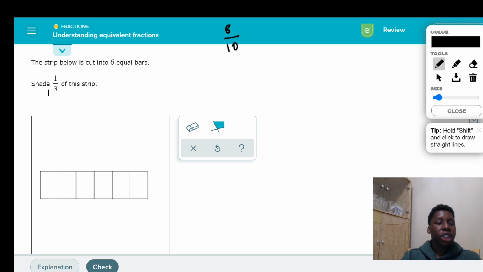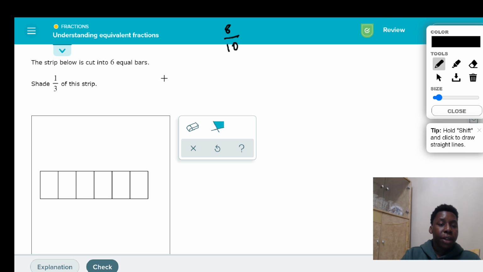Okay, so this is saying shade one third of this strip. They said the strip below is cut into six equal bars. That means this is cut into six equal bars, so there's one, two, three, four, five, six. And it's telling us to shade one third of this strip. Let's work with this based on this example.